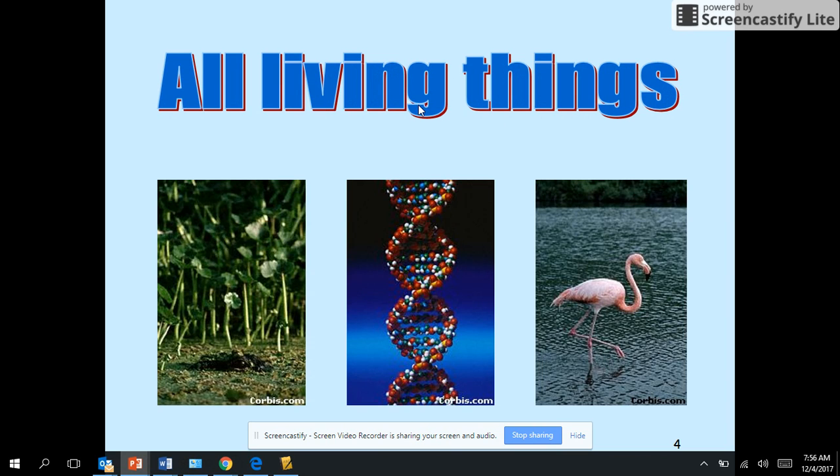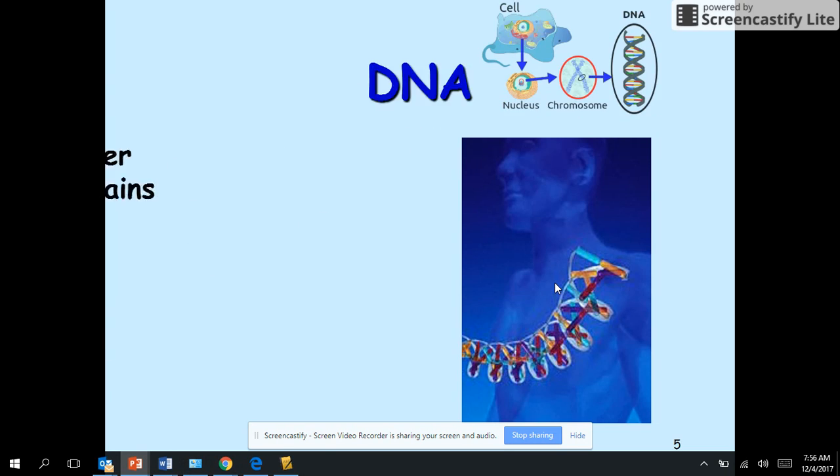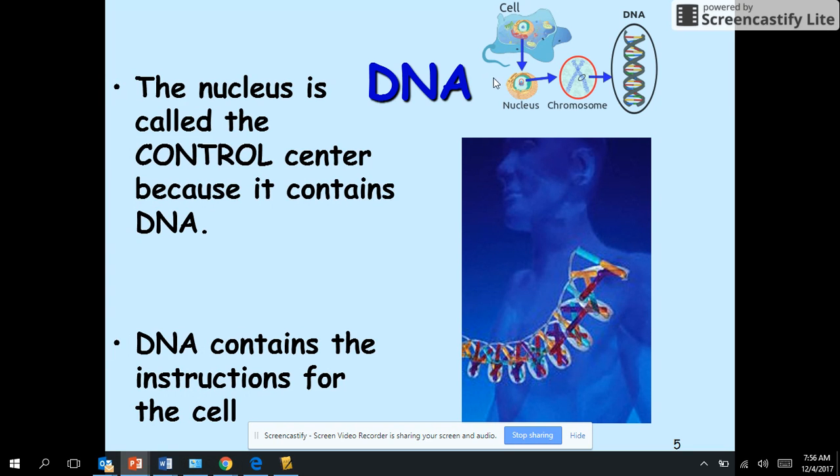DNA is found in all living things. All living things need instructions on how to live. Plant cells have DNA, animal cells have DNA. So remember that the DNA is found inside of the nucleus. We said that the nucleus is the control center because it contains the DNA. And the reason that the nucleus is considered the control center or the boss of the cell is because it holds the DNA and the DNA has instructions for the cell.